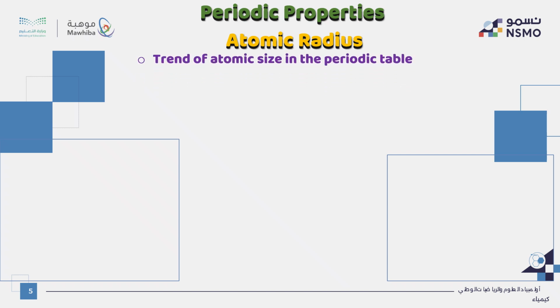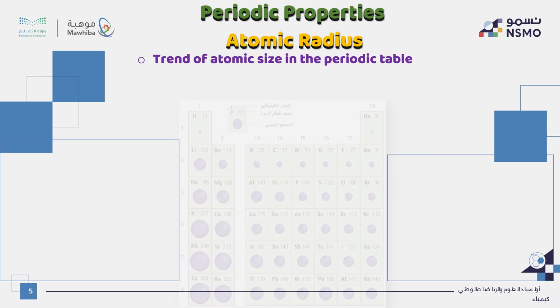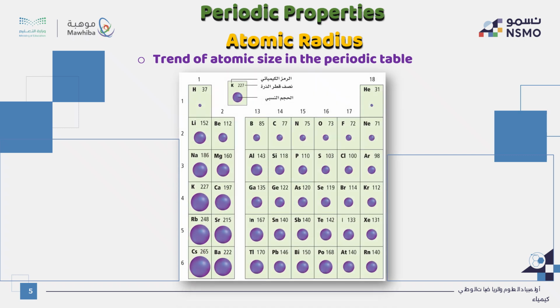Trend of atomic radius in the periodic table. Let us examine how atomic radius changes across the periodic table. We'll start across a period from left to right. As we move from left to right across a period, the atomic radius decreases.